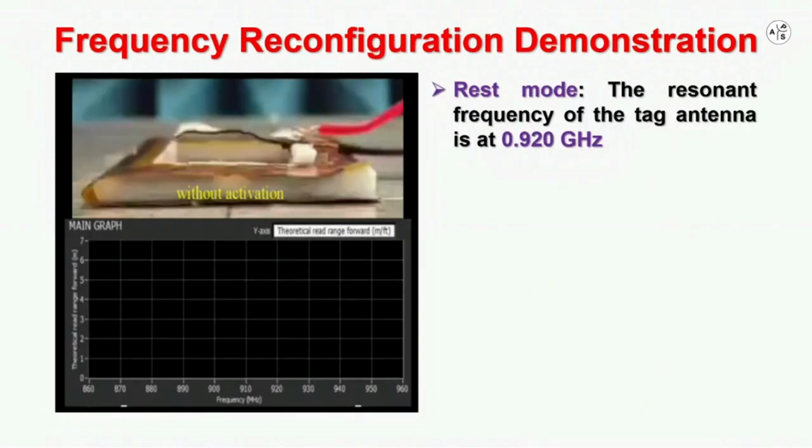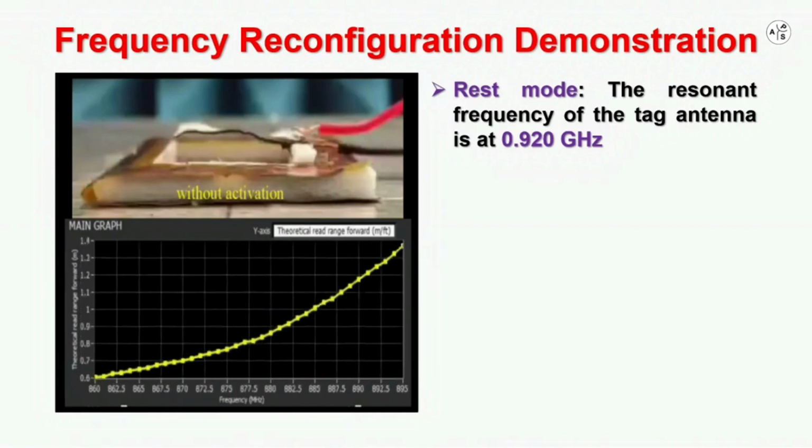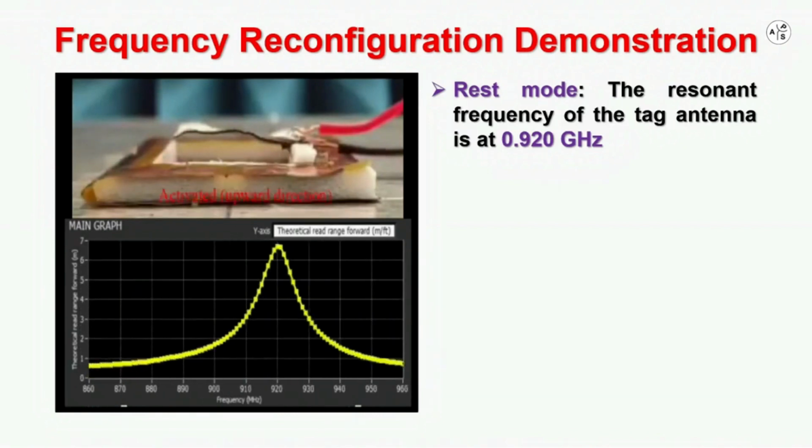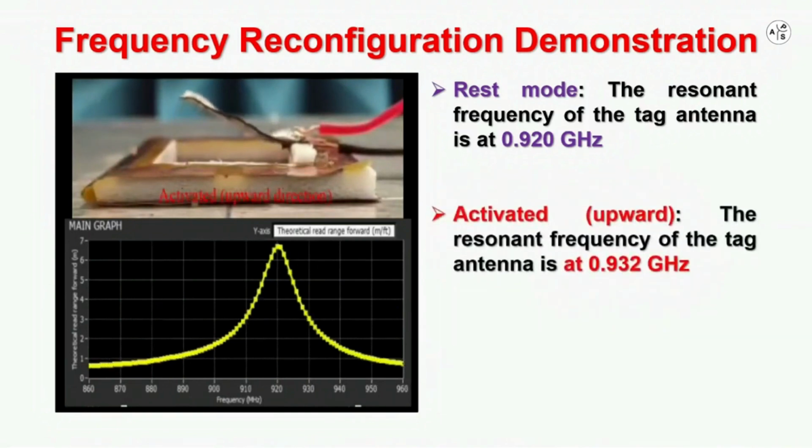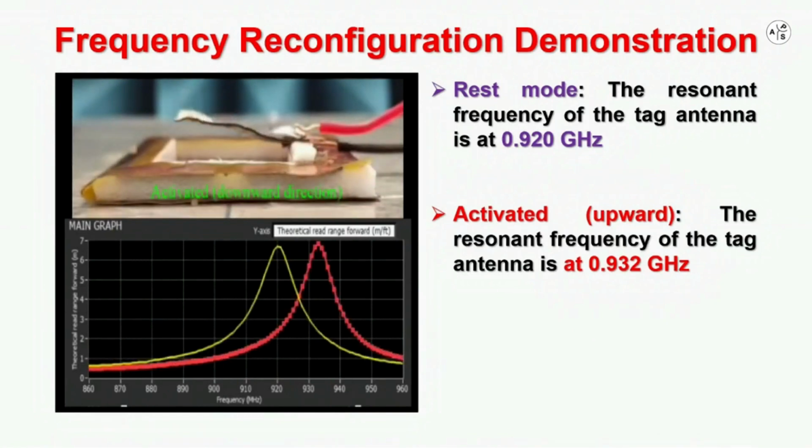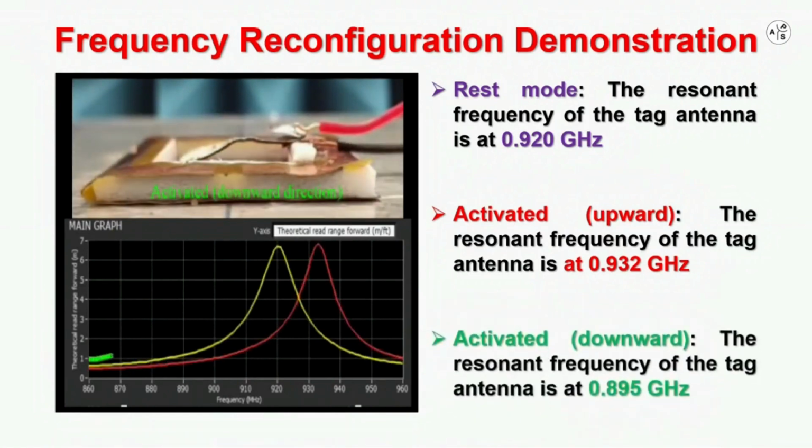Here is the frequency reconfiguration demonstration of the IPMC integrated RFID tag antenna in an ionic chamber. Initially, when the IPMC actuator is at rest mode, the resonant frequency of the tag antenna is at 0.92 GHz. When the IPMC is activated and deflected in the upward direction, the frequency is tuned up to 0.93 GHz. Similarly, when the IPMC is activated again and deflected in the downward direction, the frequency is tuned down to 0.89 GHz. This shows that our frequency reconfigurable tag antenna can possess 2-degree frequency tuning features.